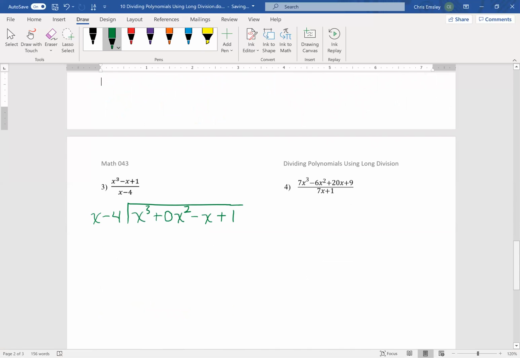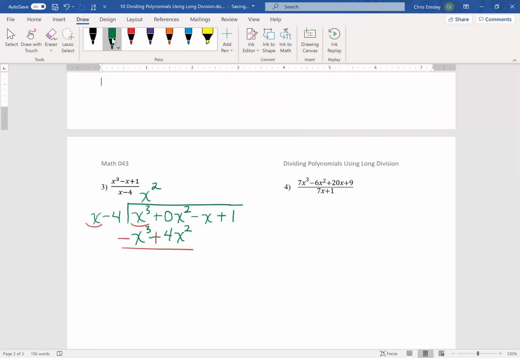Once we remember to do that, the rest of the math works pretty much the same. What do I multiply x by to turn it into x cubed? Well, I need to multiply it by x squared. Distribute that x squared down. Subtract, so draw a line and change the sign.